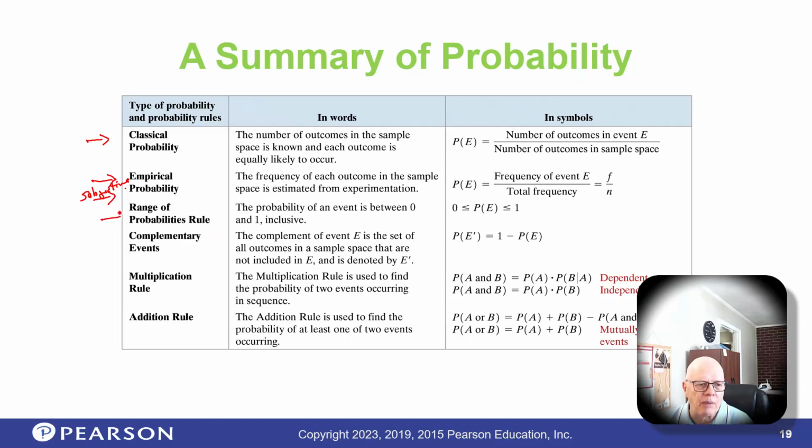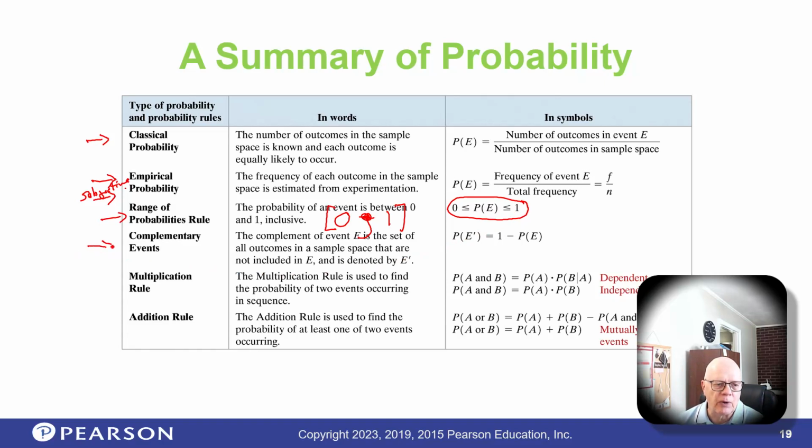Next, remember the probabilities have to be between 0 and 1, and that's inclusive. Could be a 0, could be a 1. We use interval notation for that. If someone says the probability is 1.25, you can tell them no, that's not possible. The probability has to be between 0 and 1 inclusive.